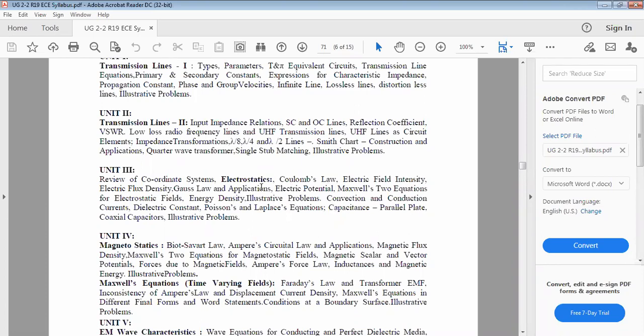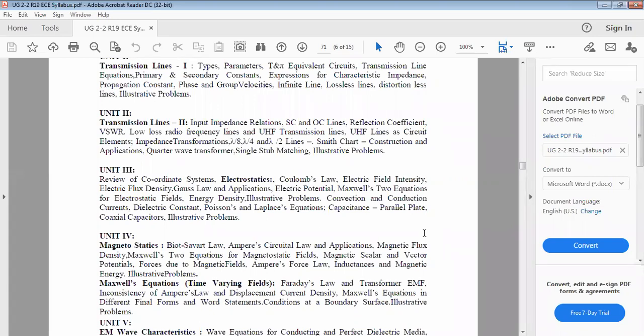See here, capacitance and the electrostatic. How does the capacitor store energy? A capacitor stores energy in the form of an electrostatic field. That's why this part covers capacitance, parallel plate, coaxial capacitor, and a coaxial cable. How it stores the energy. And what is the expression for the capacitance of a coaxial cable? That is unit 3.